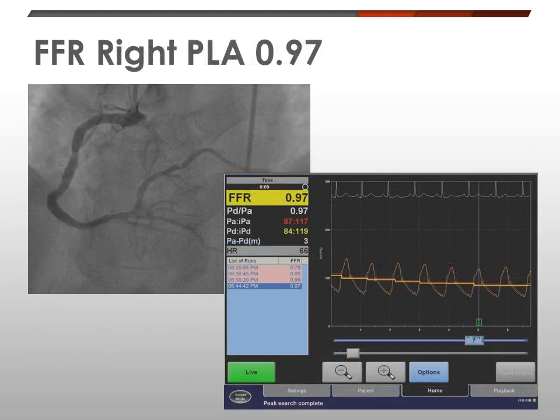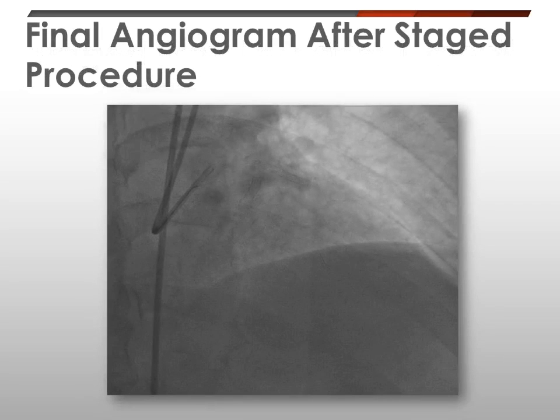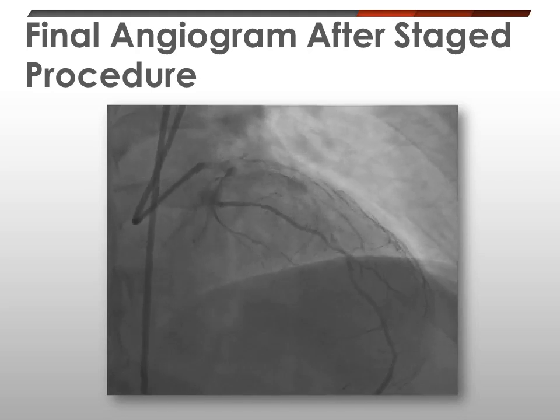Next, the pressure wire was placed across the focal right posterior lateral lesion, as you can see here, and we received an FFR value of 0.97, showing this lesion not to be hemodynamically significant. Given the presence of a hemodynamically significant proximal LAD lesion, I recommended the patient return after 1 month for a staged intervention of his proximal LAD. I placed a single drug-eluting stent across this lesion with an excellent result as demonstrated here.